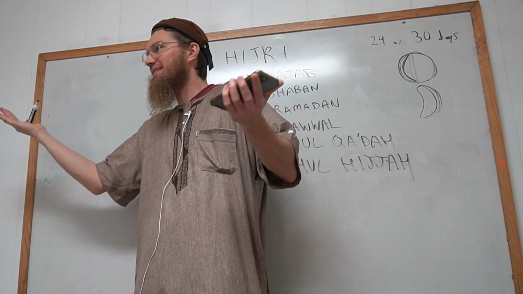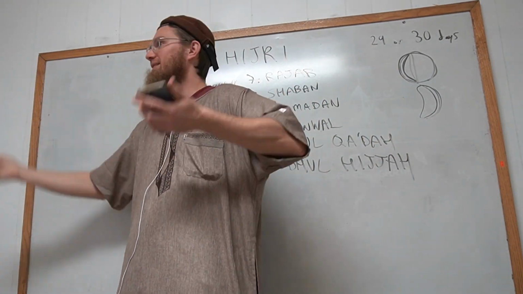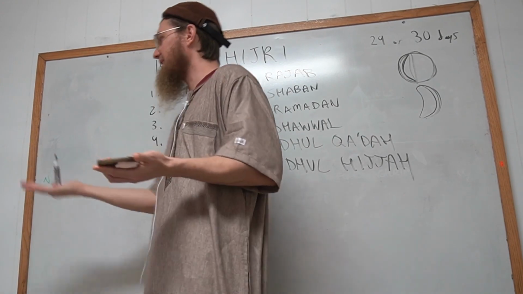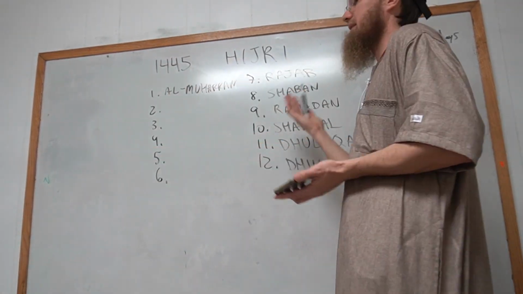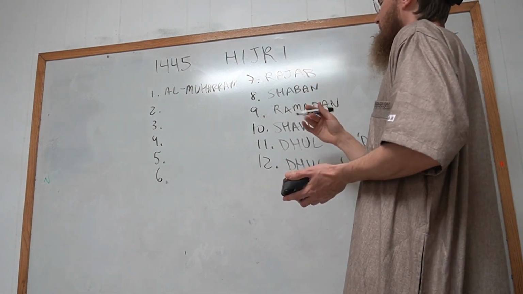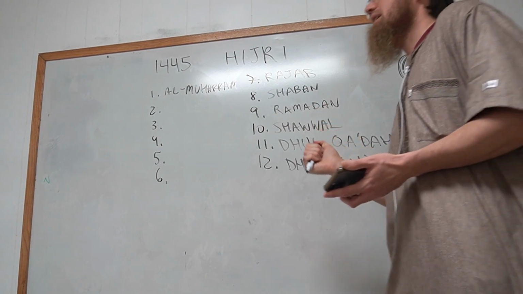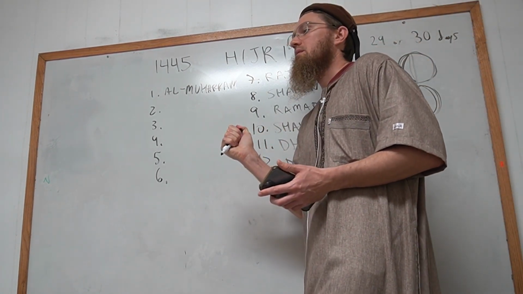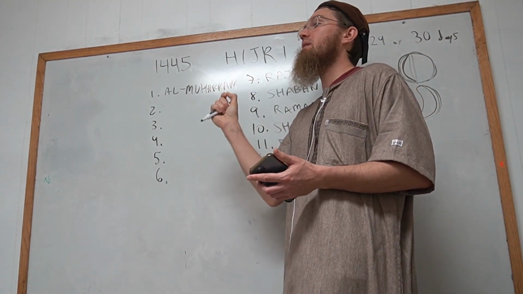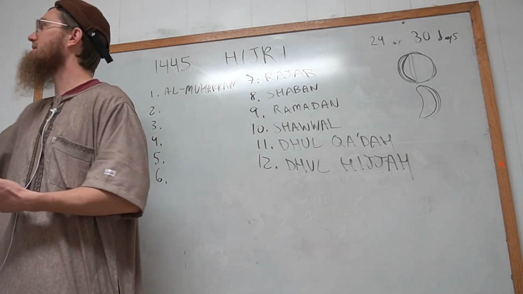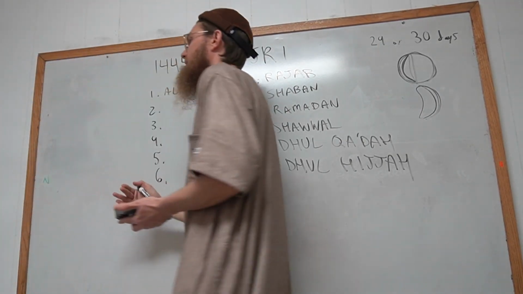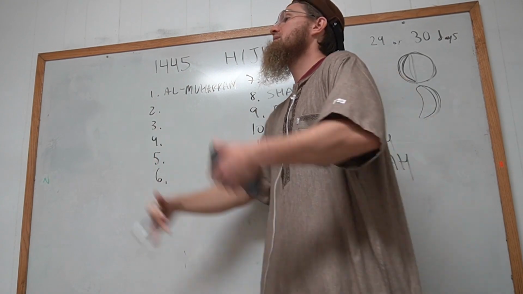What's a special day in Islam where everyone celebrates? Eid, very good. Eid al-Fitr. When's Eid al-Fitr? At the end of Ramadan. So it's the first of what month? Shawwal. Eid al-Fitr is the first of Shawwal, right? Because it's after Ramadan. We fast the month of Ramadan, then it's Eid.